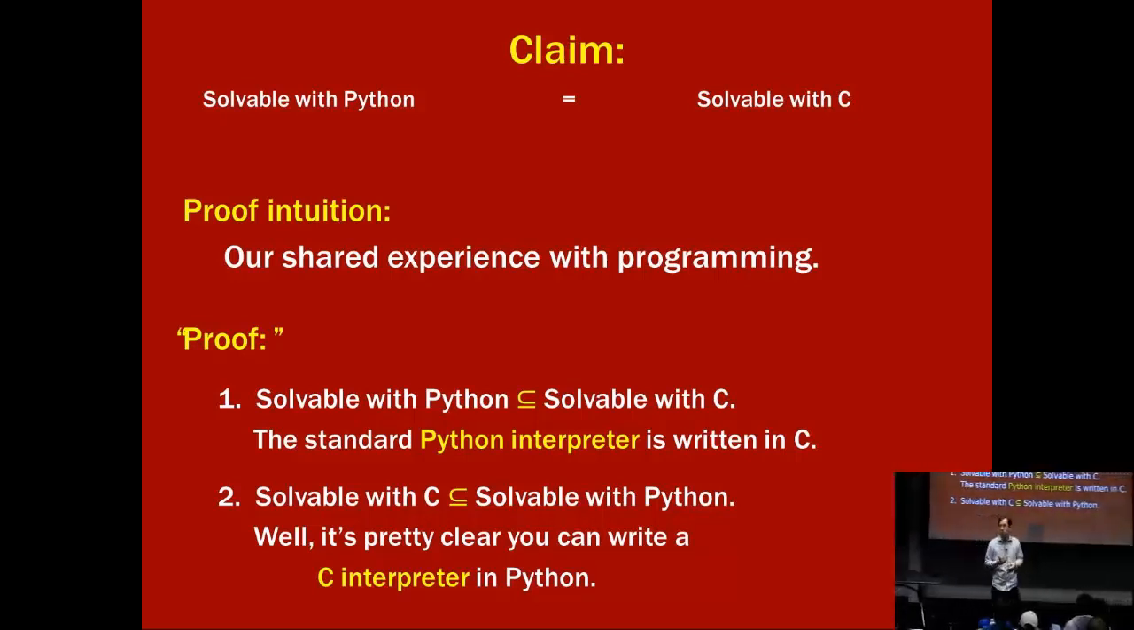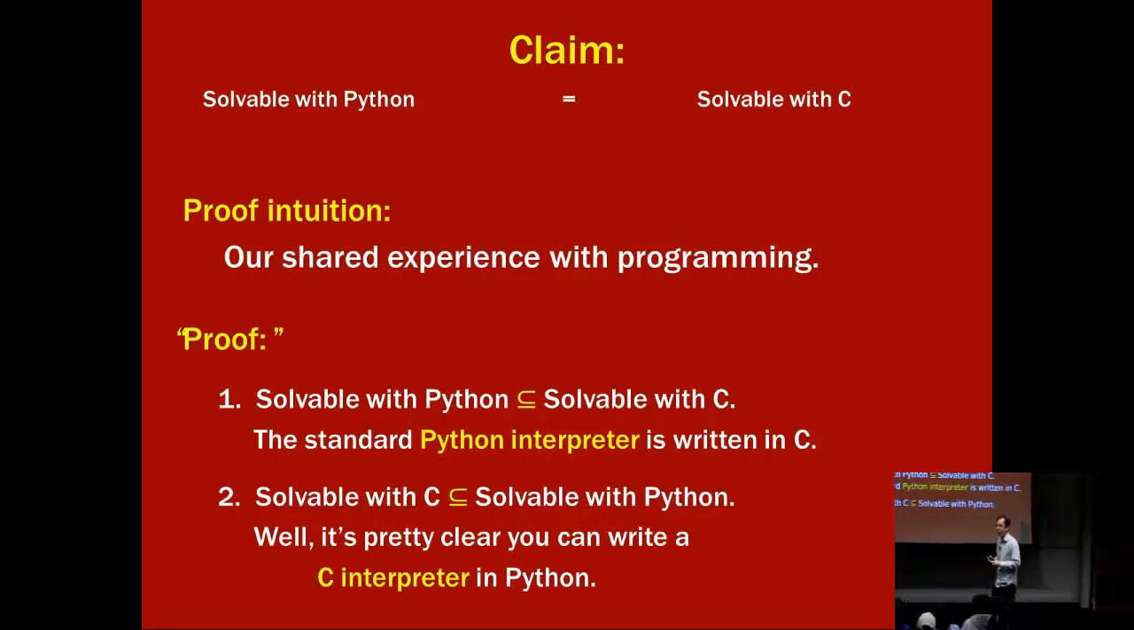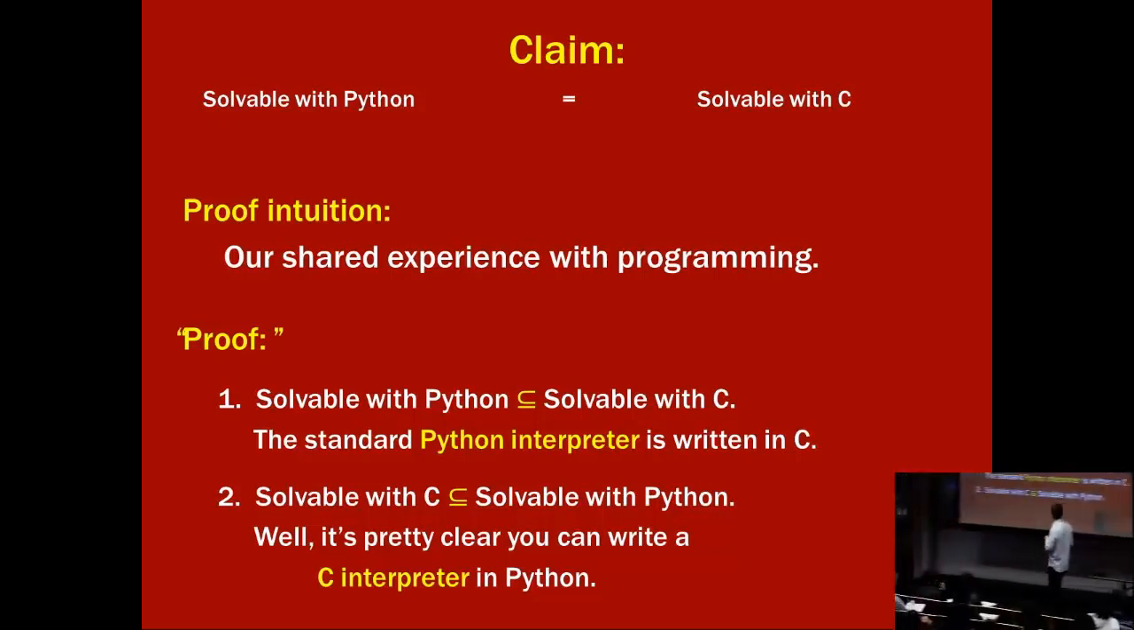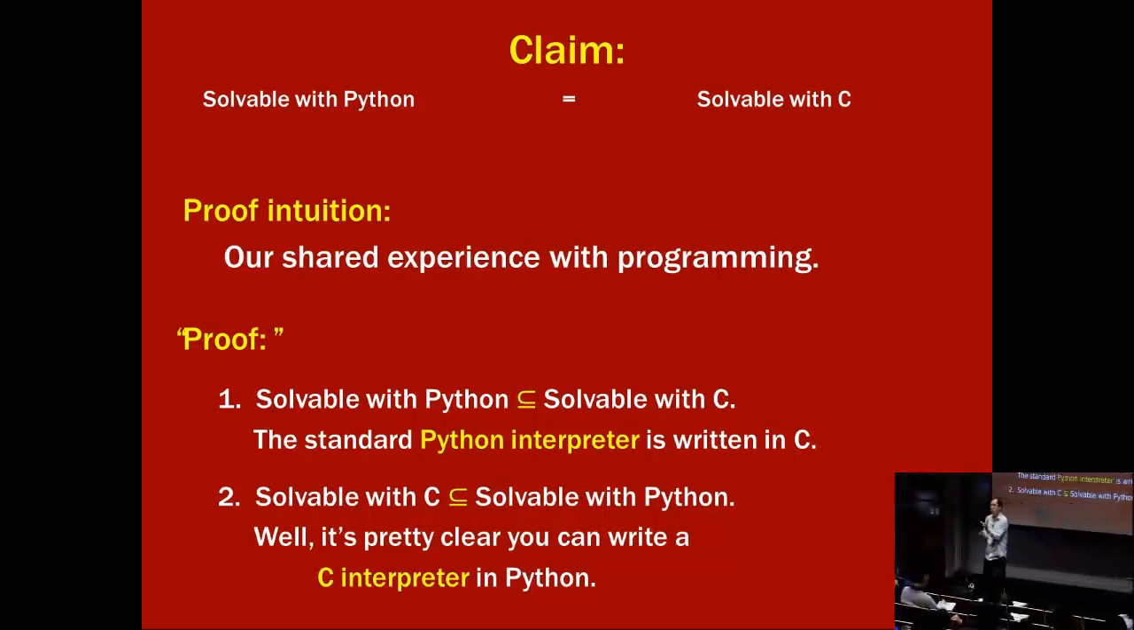The standard Python interpreter is written in C. So almost by definition, it has to be true. Suppose you write some Python program to solve a problem. How could you write a C program to solve the same problem? Well, in the worst case, you could take your Python program, write a C Python interpreter, hard code the Python program into it, and just have it execute the Python program. So I think that's pretty convincing.